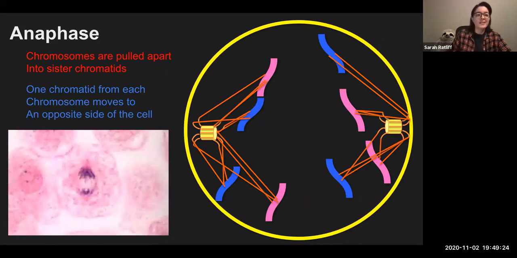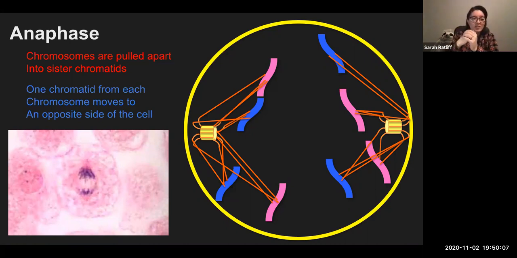All right, now we've attached, and now they're going to break them apart. The chromosomes are going to be pulled apart into something called sister chromatids. When we think back to our X's of chromosomes, each of those X's is made up of sister chromatids. These are identical. When we duplicated our DNA, we made sister chromatids of identical DNA. So each one of these is exactly the same, so that when they're pulled apart, we get the same genetic information, the same DNA.